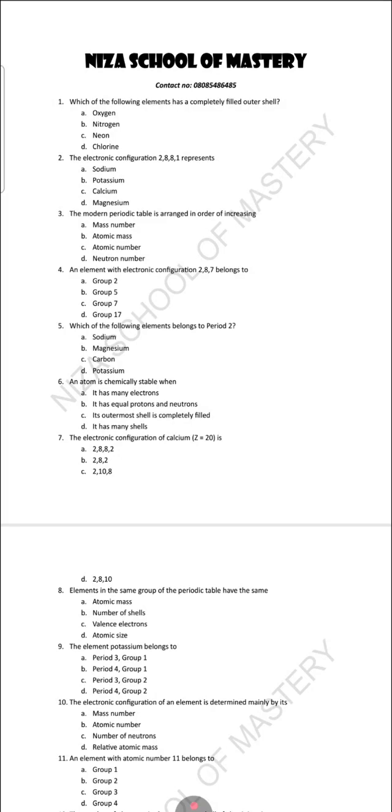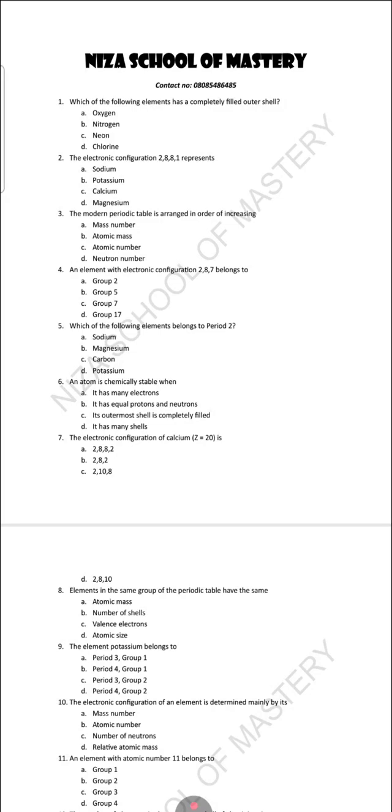Number four, an element with electronic configuration 287 belongs to group 7, although it could be group 17, depending on which context we are in. If you pick 7, you are correct. If it's 17, you're also correct. For the beginners level, it is 7, but for the advanced level, it is 17.